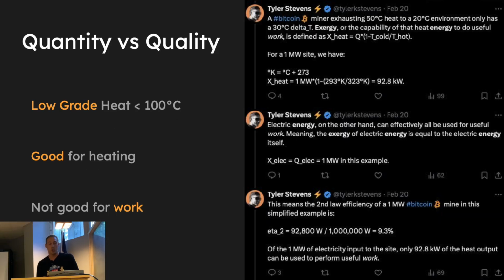Here I just wanted to touch on quantity versus quality. This touches on the second law of thermodynamics, and it has to do with how useful energy is. If we have 1 megawatt of heat from a Bitcoin mining machine or a site, you get 1 megawatt of electric power converted to 1 megawatt of heat. That quantity is conserved, but the quality is not. Quality is a measure of how useful energy is. Electric energy, or power, is very useful. It has a variety of applications.